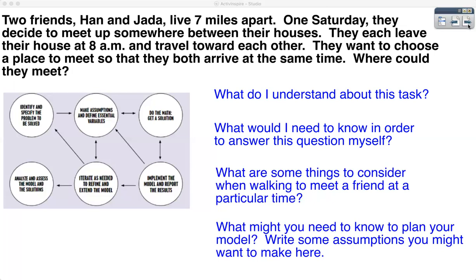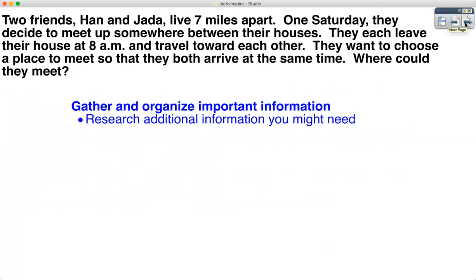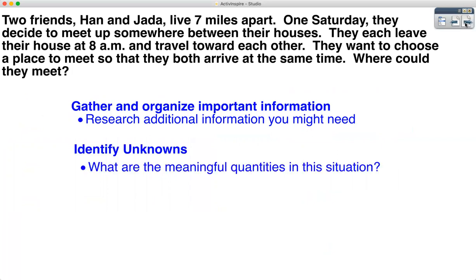Okay, once you've thought through these 4 questions, the next thing that you want to do is to gather and organize important information. So research additional information you might need. How do you figure out information you might need? Well, think about the unknowns. Identify the unknowns. What are the meaningful quantities in this situation? What information would be useful to know?